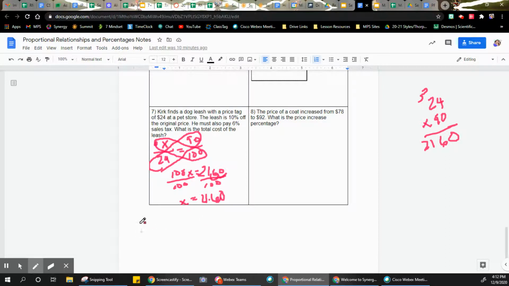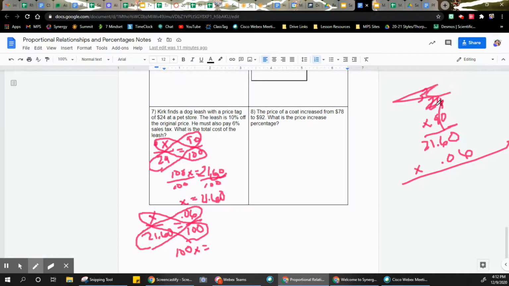So what I'm going to do is I'm now going to set up my new ratio, and I'm going to do x over 21.60 equals 6 over 100, because 6% is 0.06 over 100. So now I'm going to multiply 0.06 and 21.60 together, and x and 100 together. So that gives me 100x equals 21.60 times 0.06. So I'm actually going to just do this over here since I already have this kind of set up here.